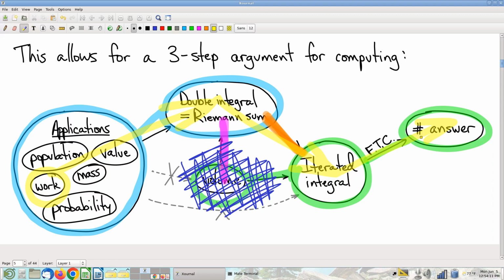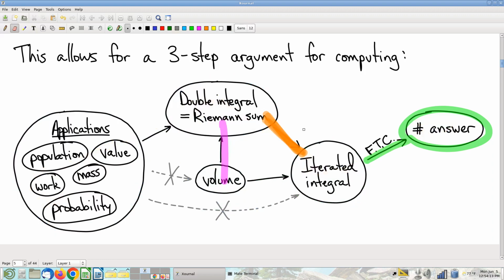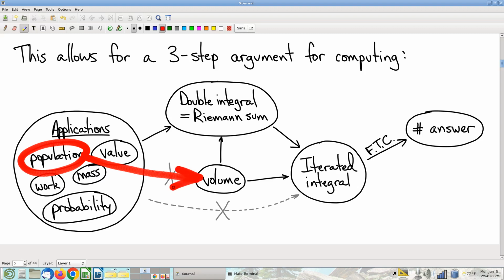Okay. All right. Now, while I'm here, I also want to emphasize some landmines to watch out for. Just like with single variable integrals, I warn you against nonsensical arguments like, oh, well, population, of course, is volume. What? No. Population is people. Right? Population's not volume. That's not a reasonable argument.